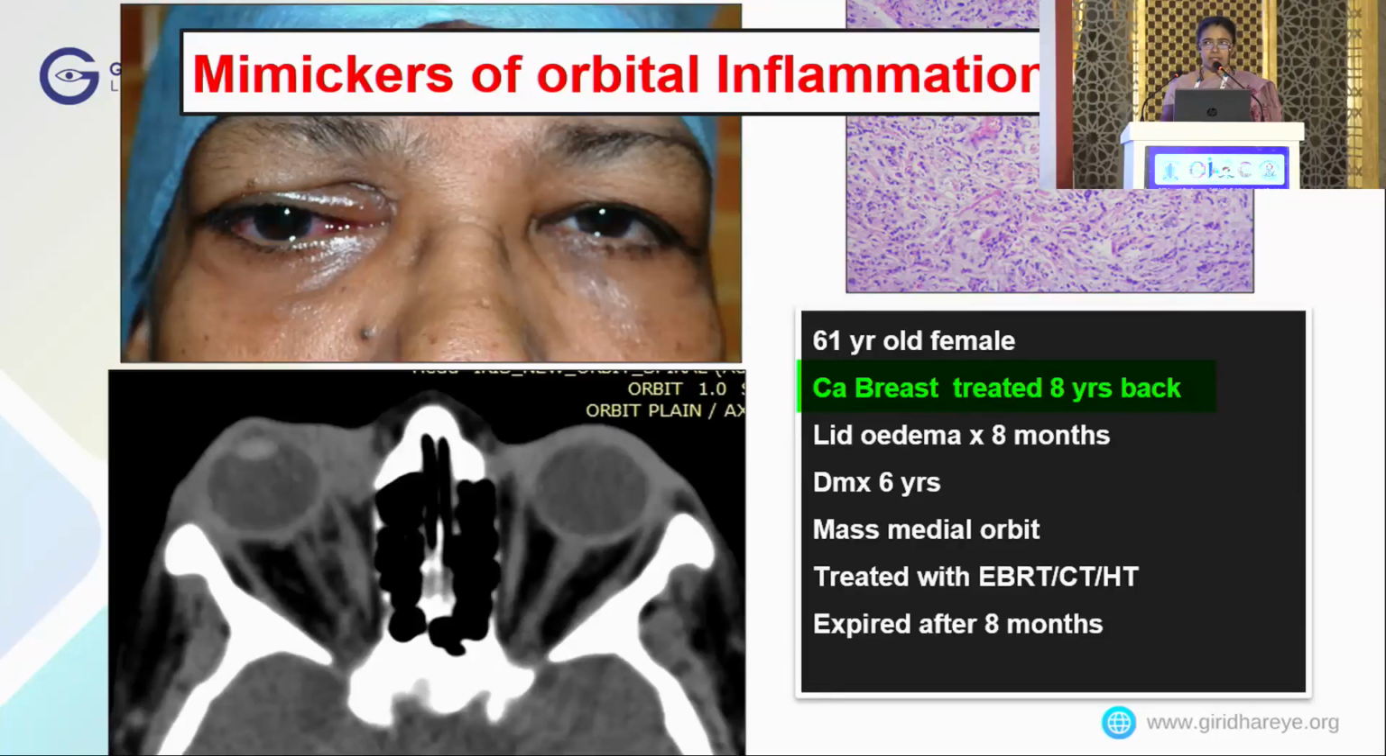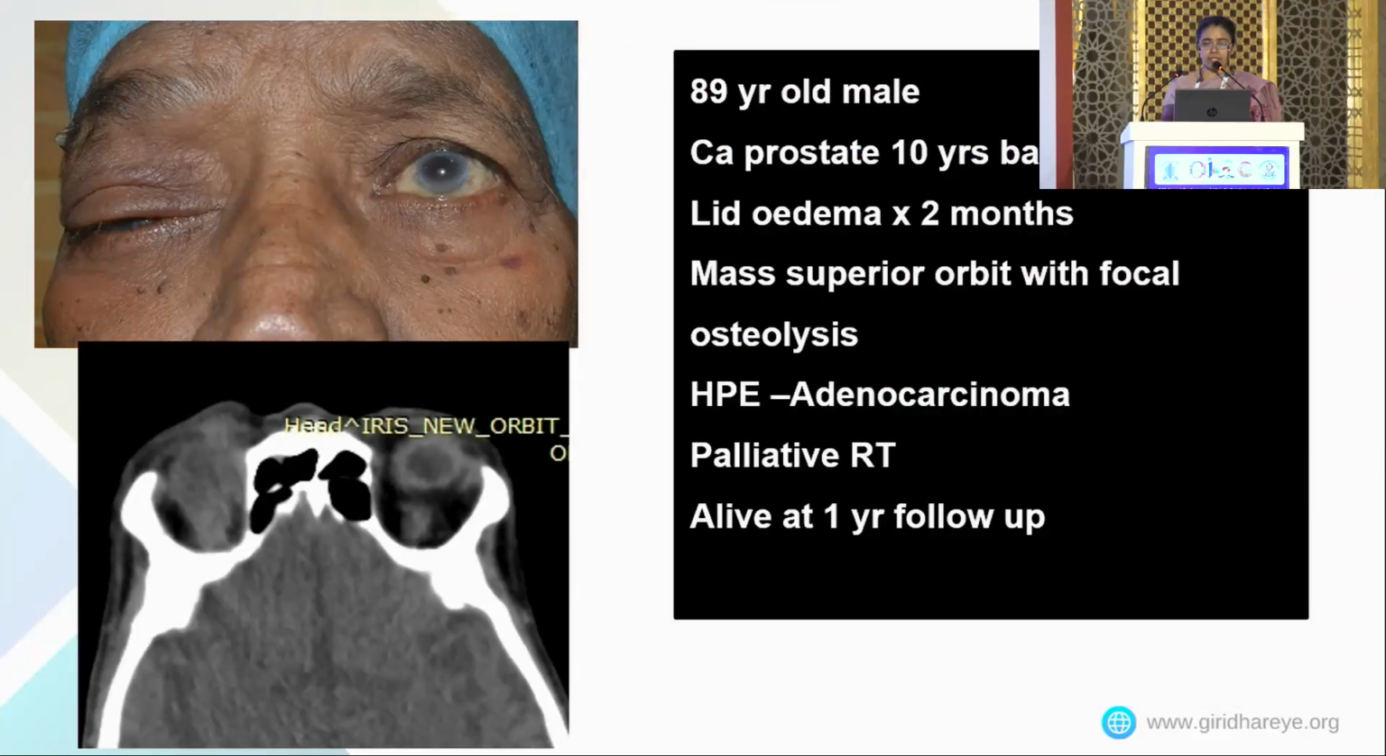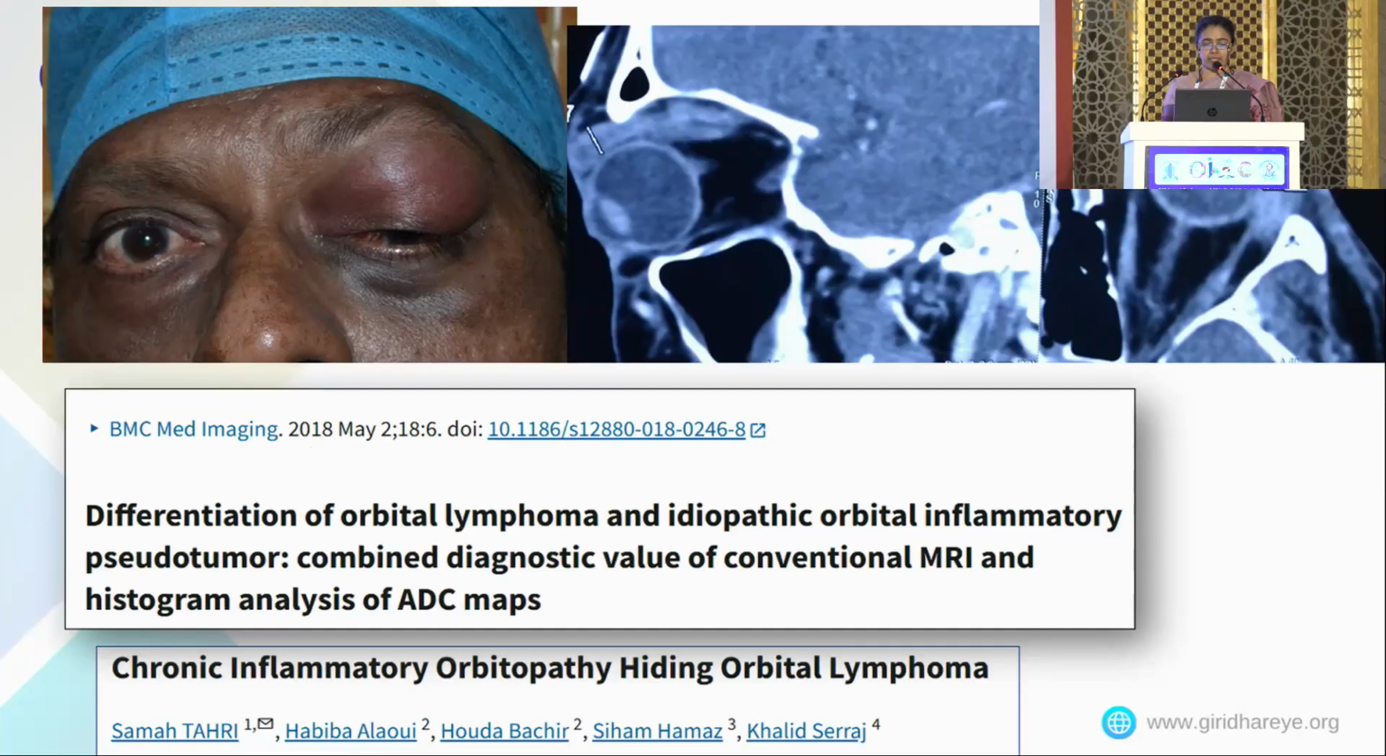Then mimickers: another thing is we have to rule out metastasis and malignancies. This is a 61-year-old female who presented with lid edema since 8 months, treated in multiple places. You can see the scan, there is an ill-defined mass. Biopsy proved it as metastasis from breast, and she was treated but succumbed. This is another patient, 18-year-old. Here the age groups are very different, which is also a clue that it is not real orbital inflammation. He had prostate metastasis.